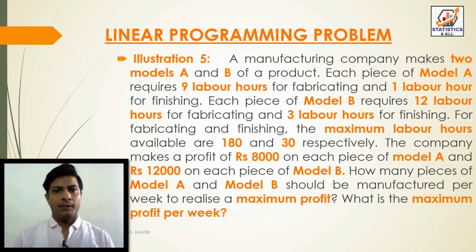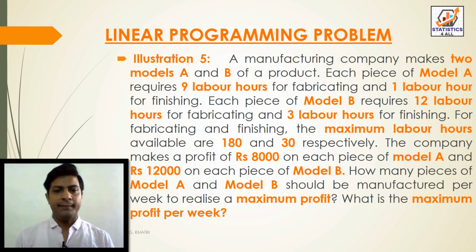Linear programming problem illustration 5. A manufacturing company makes two models A and B of a product. Each piece of model A requires 9 labor hours for fabricating and 1 labor hour for finishing. Each piece of model B requires 12 labor hours for fabricating and 3 labor hours for finishing. For fabricating and finishing, the maximum labor hours available are 180 and 30 respectively.